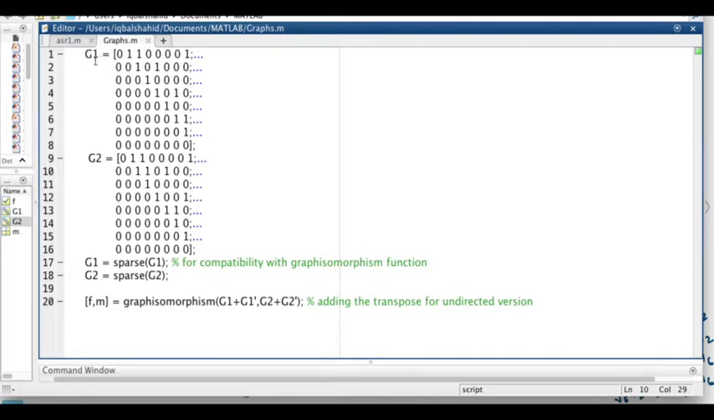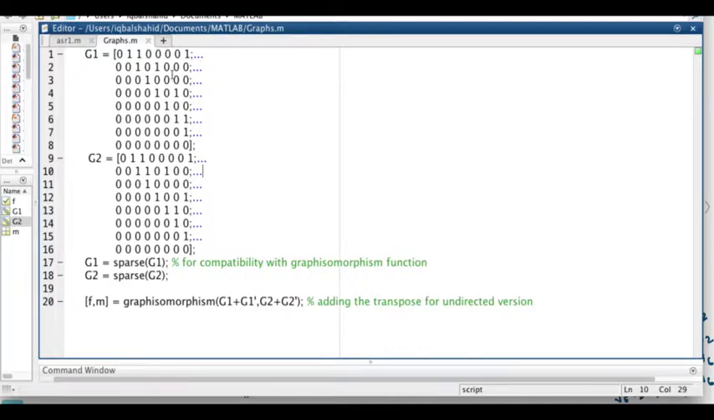So in Matlab, G1 is our first graph. This is the adjacency matrix of G1. Just as a reminder, what is an adjacency matrix? We have the connections of U1 or V1, and this is the second row. So we are only considering the directed part of this. We assume in Matlab that they are directed.